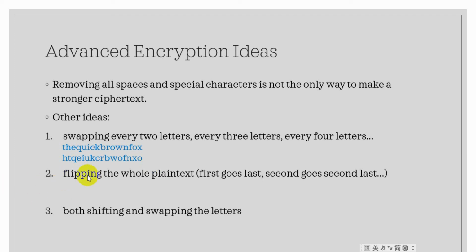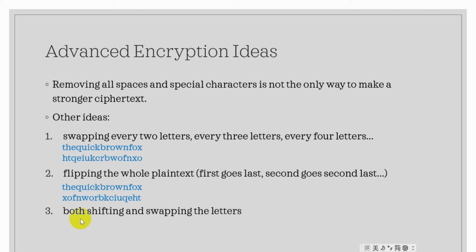The second idea is flipping the whole plaintext. So we put the letters at the front to the back, and the letters at the back to the front. So in this example, T used to be first, now it's last. H used to be second, now it's second last, and X used to be last, now it's first. And this basically is like mirroring it and making it harder to decrypt.